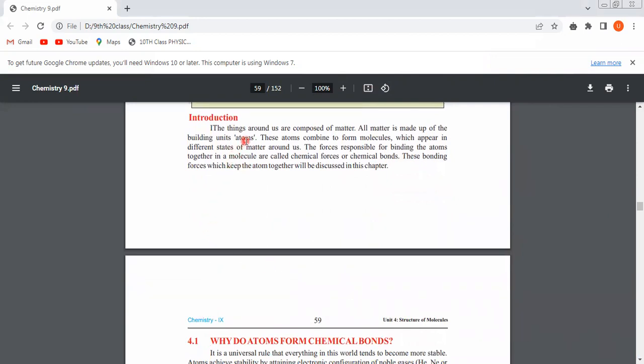Introduction. The things around us are composed of matter. All matter is made up of the building unit atoms. These atoms combine to form molecules which appear in different states of matter around us. The forces responsible for binding the atoms together in a molecule are called chemical forces or chemical bonds. The bonding forces which keep the atoms together will be discussed in this chapter.